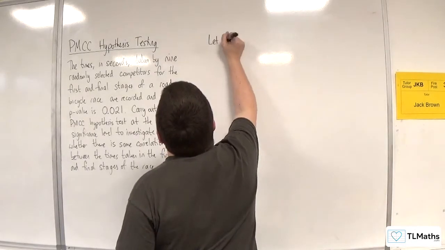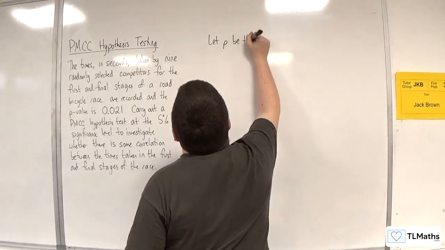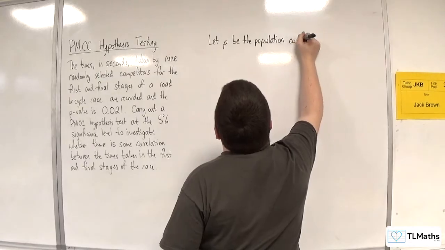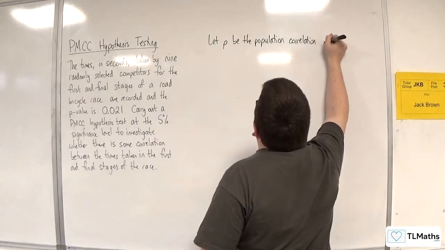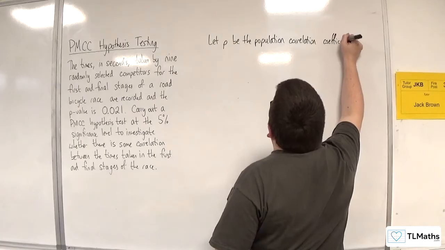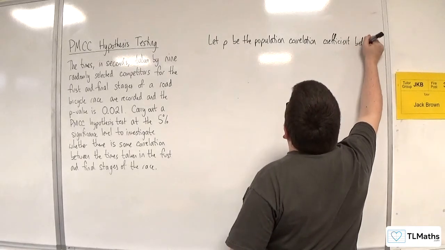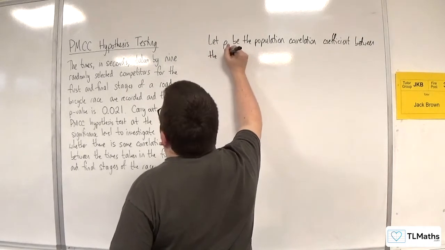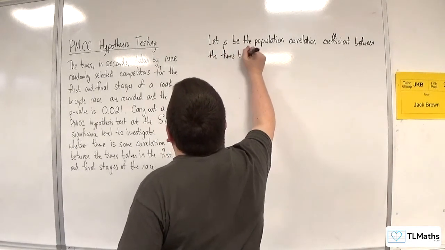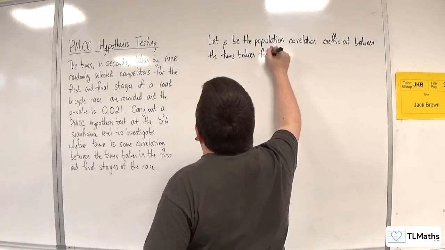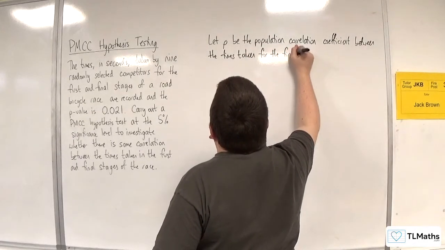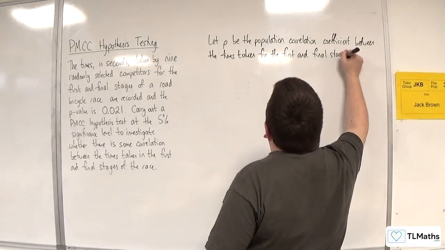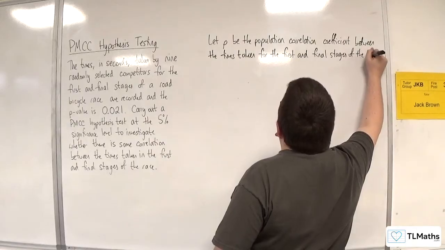So let rho be the population correlation coefficient. Now this needs to be in context. So between the times taken for the first and final stages of the race.